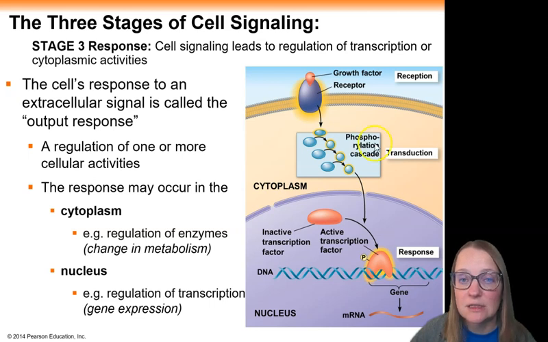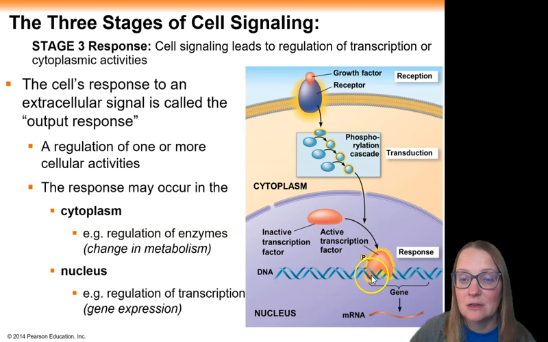So if we take a look at this example here, this is looking at how a growth factor could elicit a signal in a cell. So we've got the growth factor that's bound to its receptor. This is a membrane receptor. It activates the receptor. The receptor then in turn will activate a phosphorylation cascade as part of its signal transduction pathway. And ultimately the last protein here will phosphorylate an inactive transcription factor.